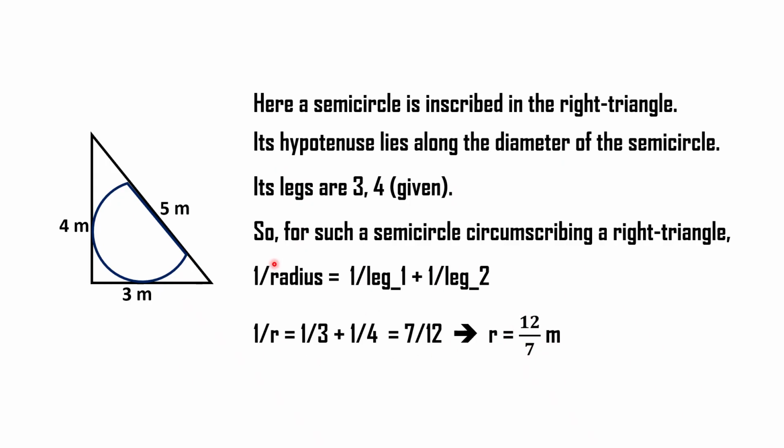So whenever you have a right triangle and inside it a semicircle in this position, with the diameter coinciding with the hypotenuse, the relation is 1 by radius equals 1 by leg 1 plus 1 by leg 2. So 1 by radius equals 1 by 3 plus 1 by 4, that is 7 by 12, that is 1 by r. So r will be 12 by 7. So the required radius is 12 by 7. Remember this formula.